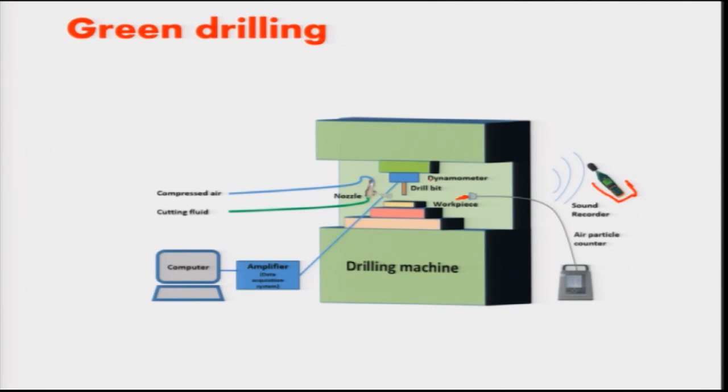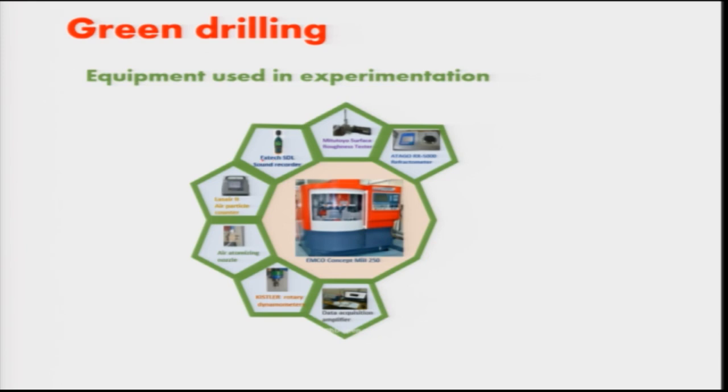This is the dynamometer that measures the force. This is the drill bit, workpiece is there, a nozzle, and this dynamometer is connected to a computer that records the force. So this is a schematic here. These are the different instruments that are taken: X-Tech SDL sound recorder, Mitutoyo surface tester, this is surface roughness Ra. The surface roughness is one of the output parameters, which is a quality parameter. So we have the environment parameter, that is force, that represents the energy, that is thrust force. So this is the environment parameter.